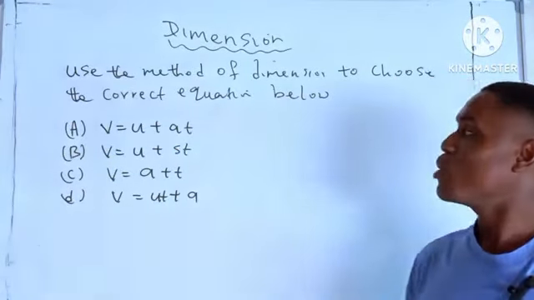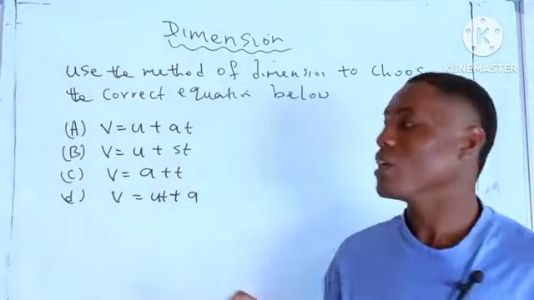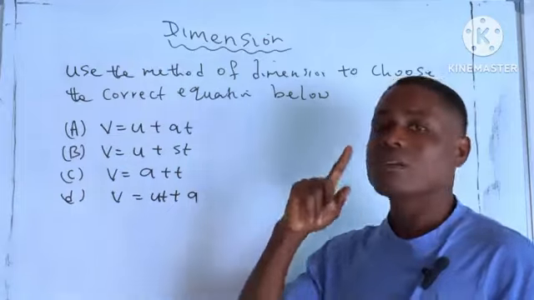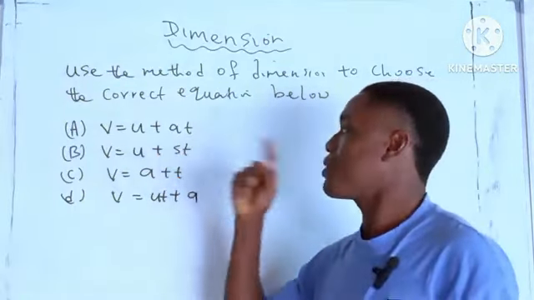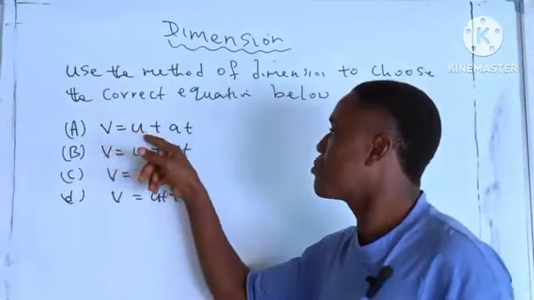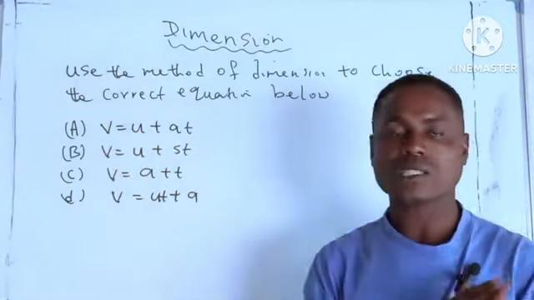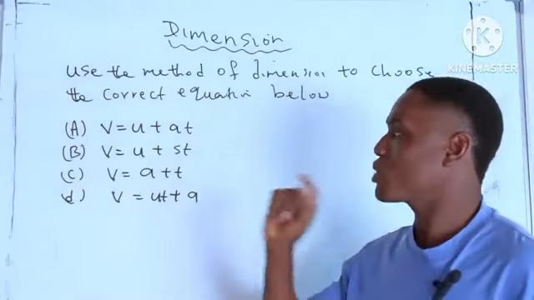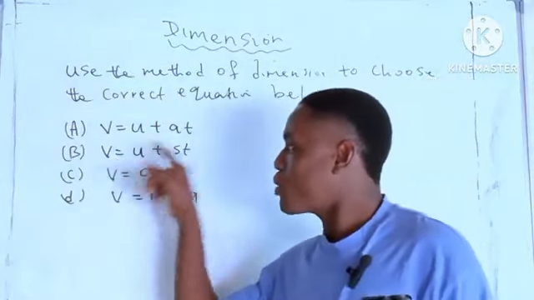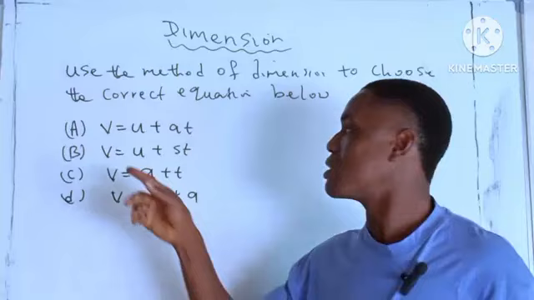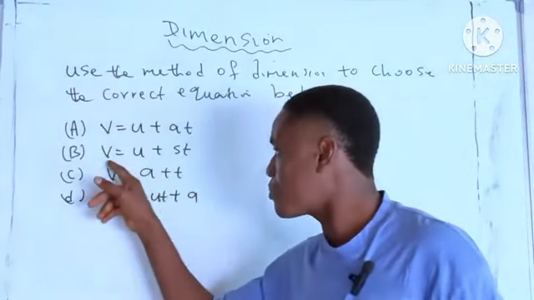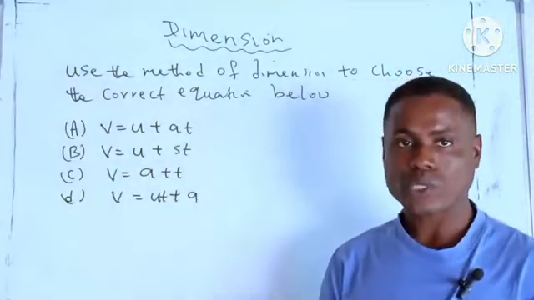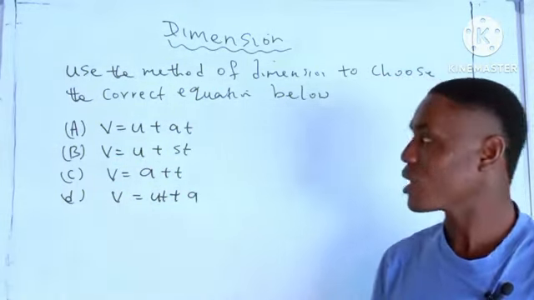Are you getting it? So after solving, if the dimension of this one is different from this one, meaning the answer is incorrect, it's not correct. Are you getting me? But in a situation where after solving, the dimension of the first one is the same, all of them are the same, meaning that answer is the correct one. Are you getting it now?